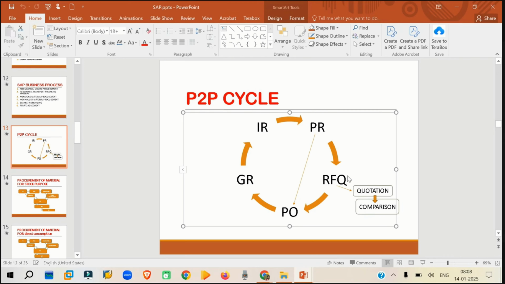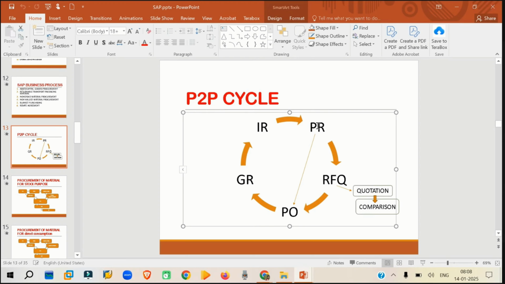Don't go into very tiny details, like saying I need a product, this department will send me this purchase requisition, or that department will send me that. Don't explain like this. Explain it in a proper and simple way.